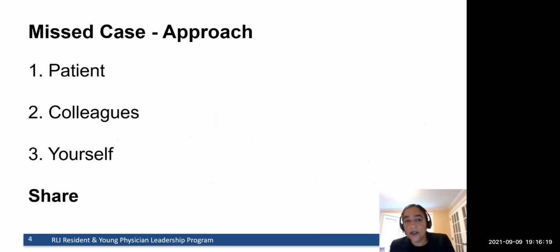So this is so hard. It happens to all of us, and every time it's going to be hard. But I think the key is to have an approach to deal with this when it happens. The first thing you want to do is take care of the patient. Make sure the patient incurs the least possible harms from your miss.